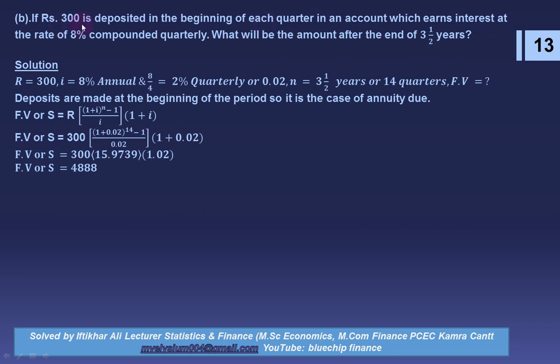So if 300 is deposited, the deposit amount is represented by R, and the interest rate is 8% compounded quarterly, 8% annual. So in quarter form, it will become 2% because there are four quarters in 1 year. So the interest rate will be 0.02, and in 3.5 years there are a total of 14 quarters, so n will become 14, and we are going to calculate the future value. Here is the formula for future value under annuity, so the answer will be 4888.